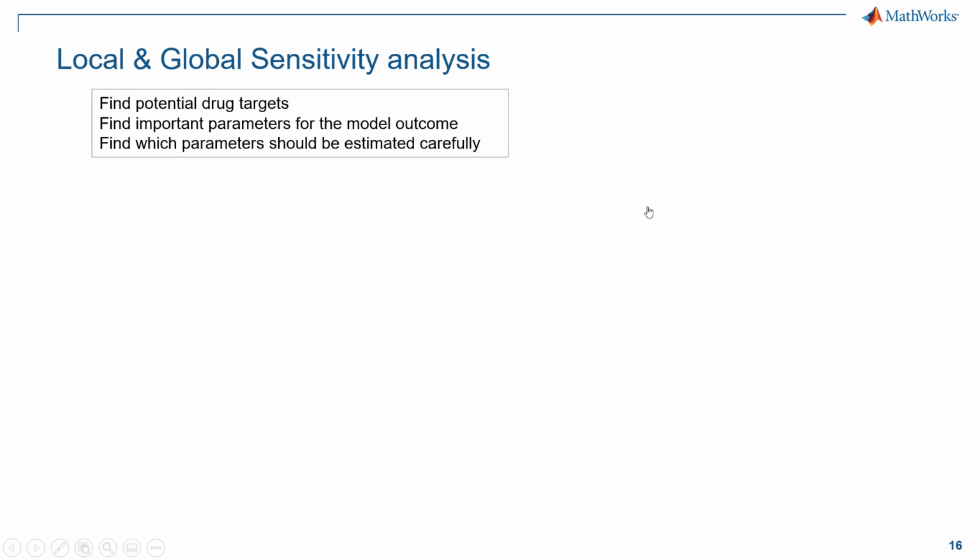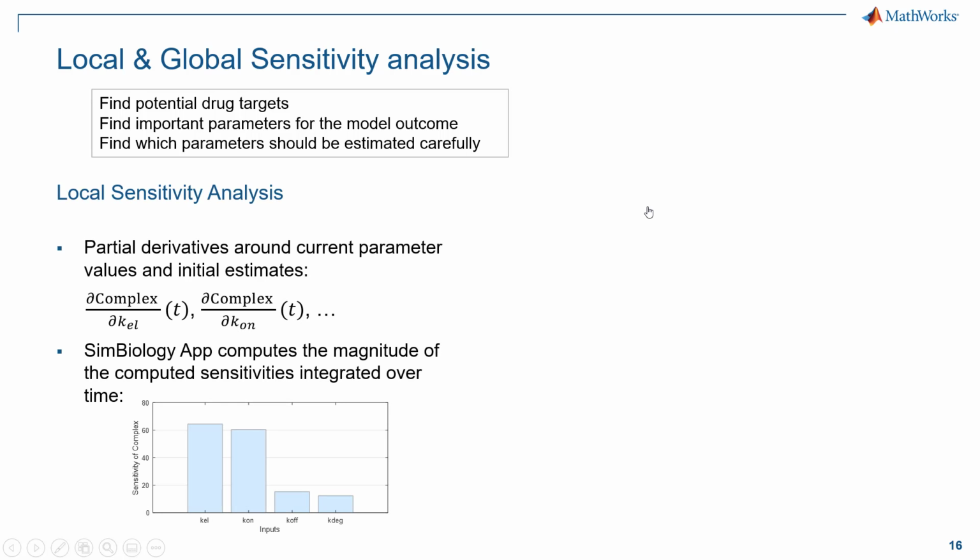Okay, let's wrap up. There are a few things that I haven't had a chance to talk about. One of them is local and global sensitivity analysis. We can use sensitivity analysis to find potential drug targets, to find important parameters for a certain model outcome, and also identify which parameters you should be estimating, and which parameters you may be able to just fix because the model is not sensitive to them.